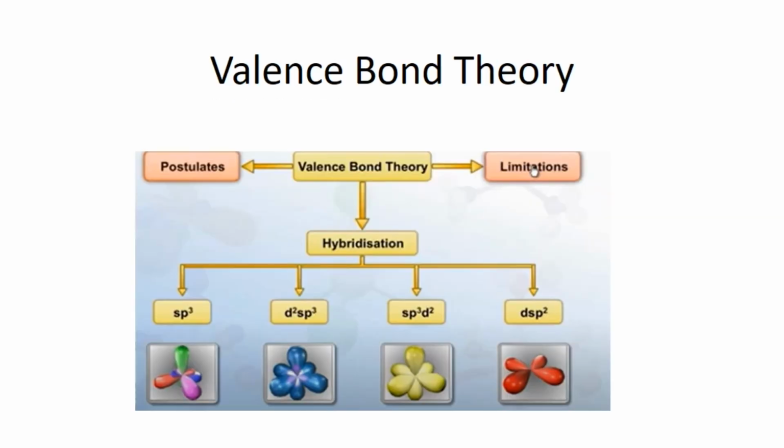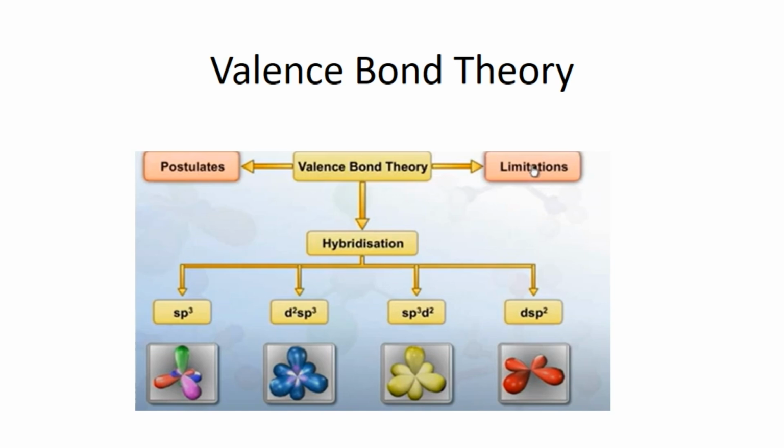The valence bond theory helps us to know the shape of the molecule and the magnetic nature. If the coordination number is 4, it is sp3 or dsp2 hybridization. Shape is tetrahedral or square planar. If the coordination number is 6, the hybridization is d2sp3 or sp3d2 and the shape will be octahedral.